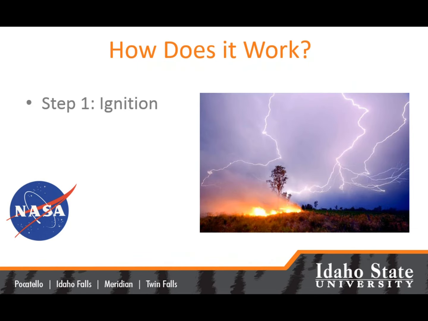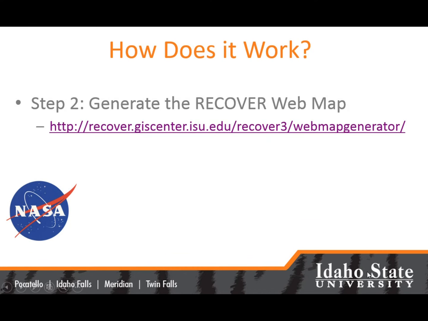So how does it work? Let's say, step one, we have an ignition. And this is like preaching to the choir. Many of the wildfires start by lightning strikes. So we have an ignition, and then that moves us to step two. We are going to then generate the RECOVER web map. So I'm going to go ahead and click on this.